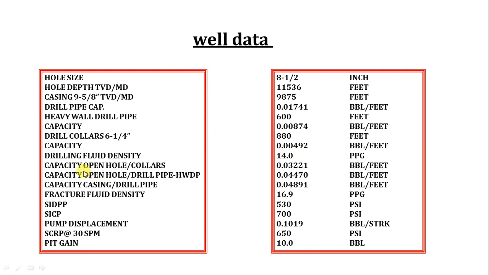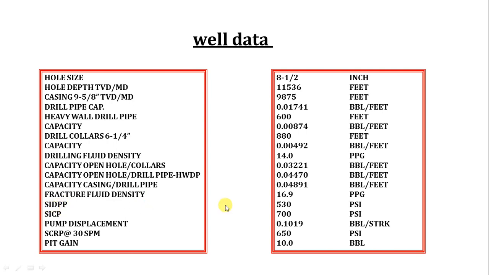The drilling fluid, which is the current mud weight, is 14 ppg. And what is the capacity between the open hole and the drill collar? This is also another capacity, and we will talk about all this now. The capacity of the open hole and collars is 0.0322221, and the other capacity between the open hole and drill pipe, or between casing and drill pipe. Fracture fluid density means the maximum allowable mud density. It is the same meaning.